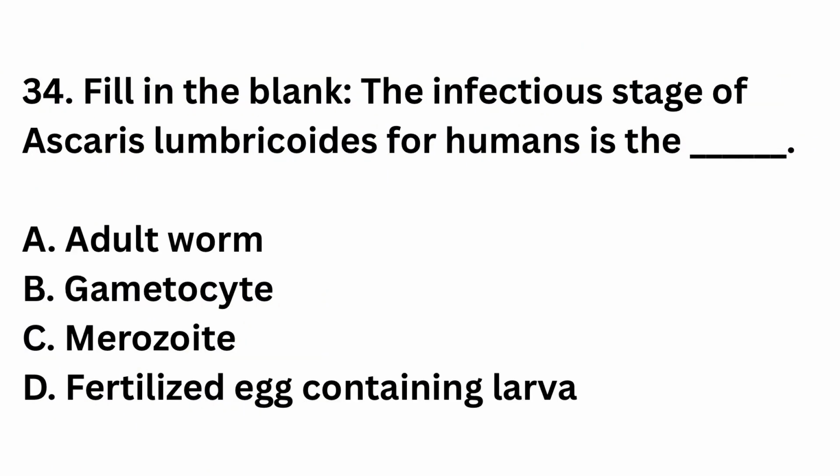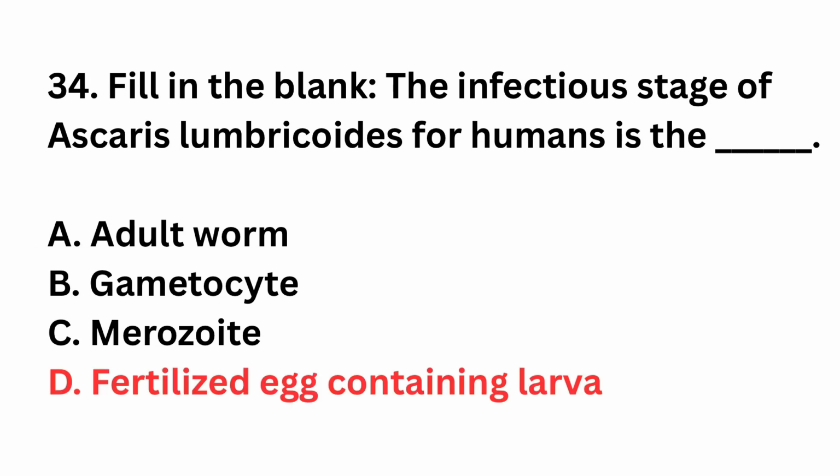Question number 34. The infectious stage of Ascaris lumbricoides for humans is the dash. Adult worm, gametocyte, merozoite, fertilized egg containing larva. The right answer is option D, fertilized egg containing larva. Humans acquire ascariasis by ingesting fertilized eggs containing larvae through contaminated food or water. The larvae hatch in the intestine and migrate through body tissues.